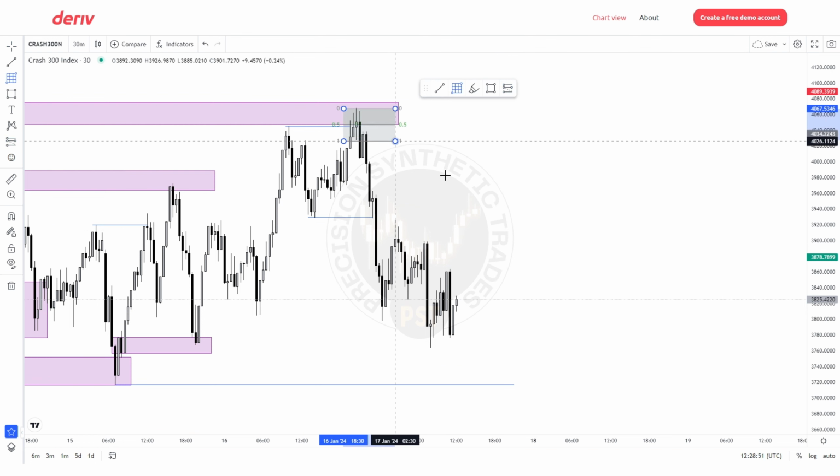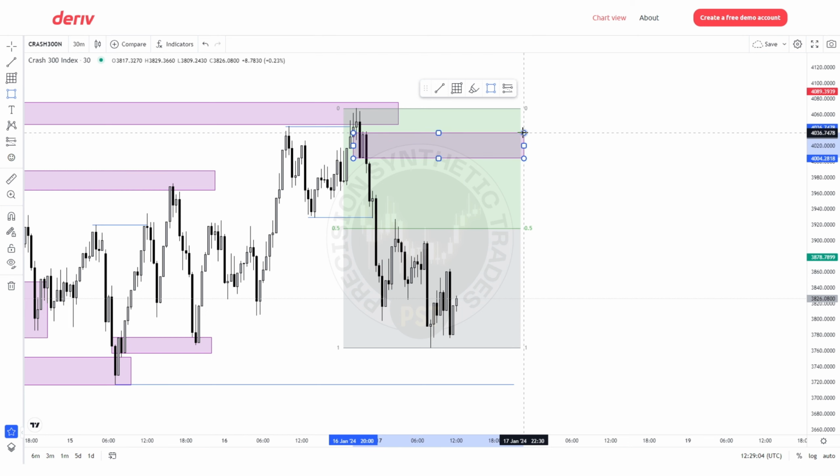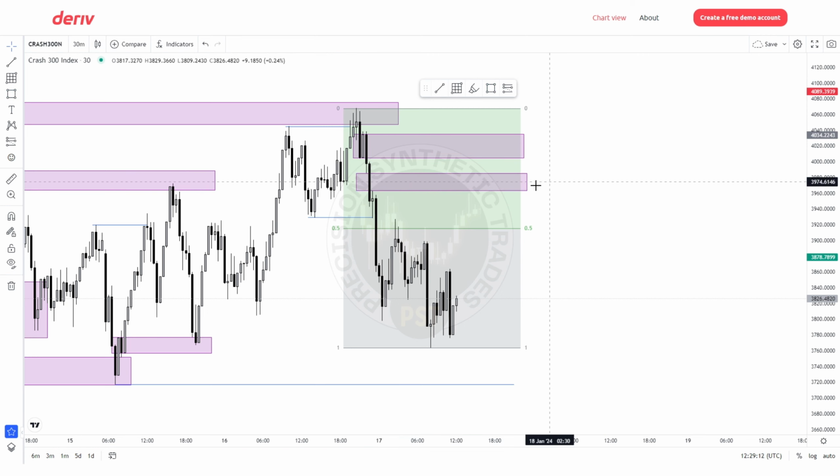So literally where we are from here to here in the current price, price is still in the premium zone. So what I would look for trades is this order block here and this fair value gap here. Those are my points of interest of where I would enter a trade on crash.